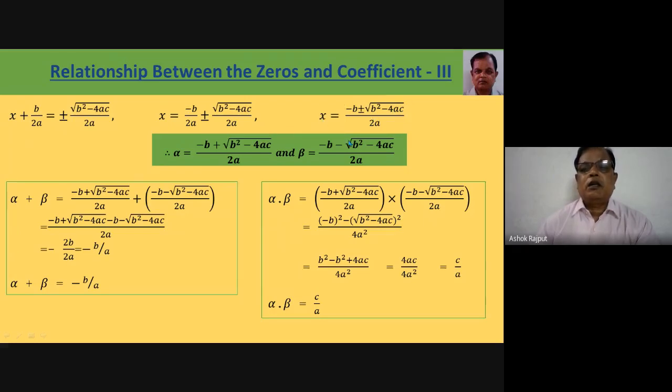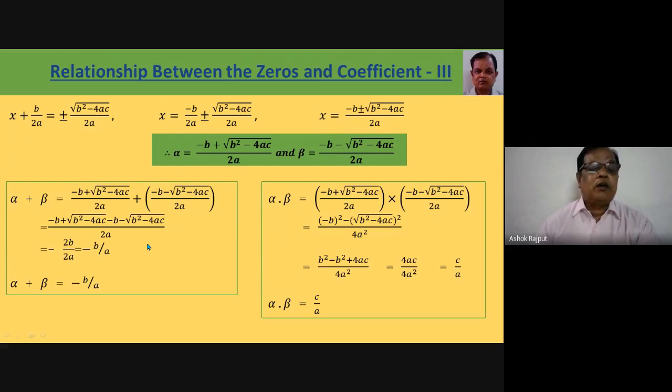Here we are saying the values of x are with the sign of plus and minus. It means they are 2. So we will write these separately as alpha equal to minus b plus under root b square minus 4ac upon 2a, and beta equal to minus b minus under root b square minus 4ac upon 2a. These are the two roots of the quadratic polynomial.